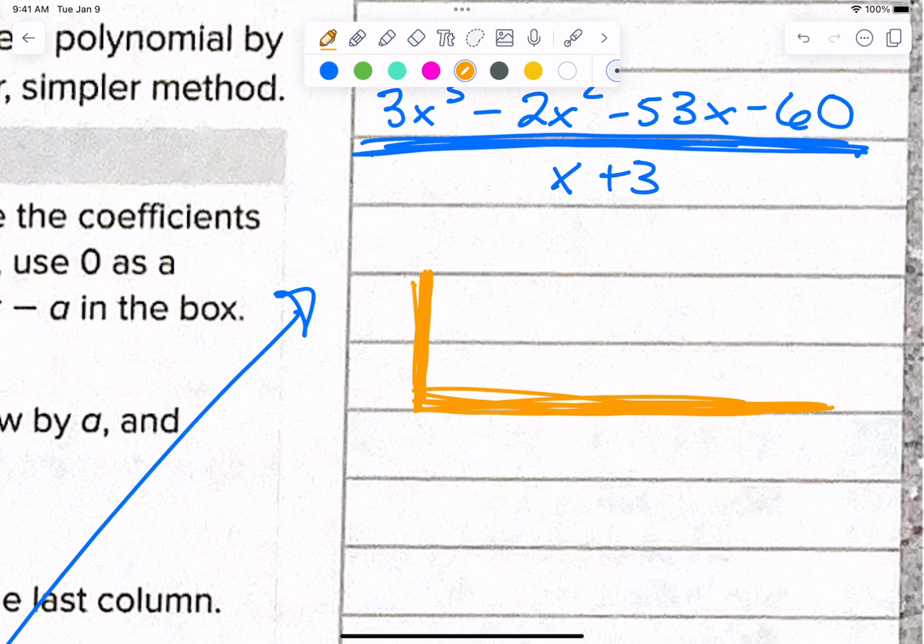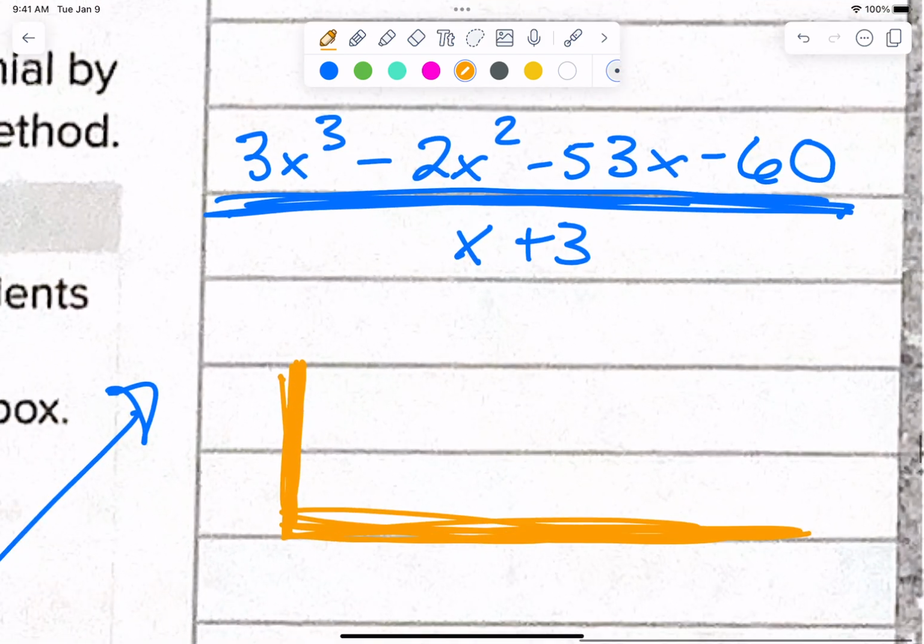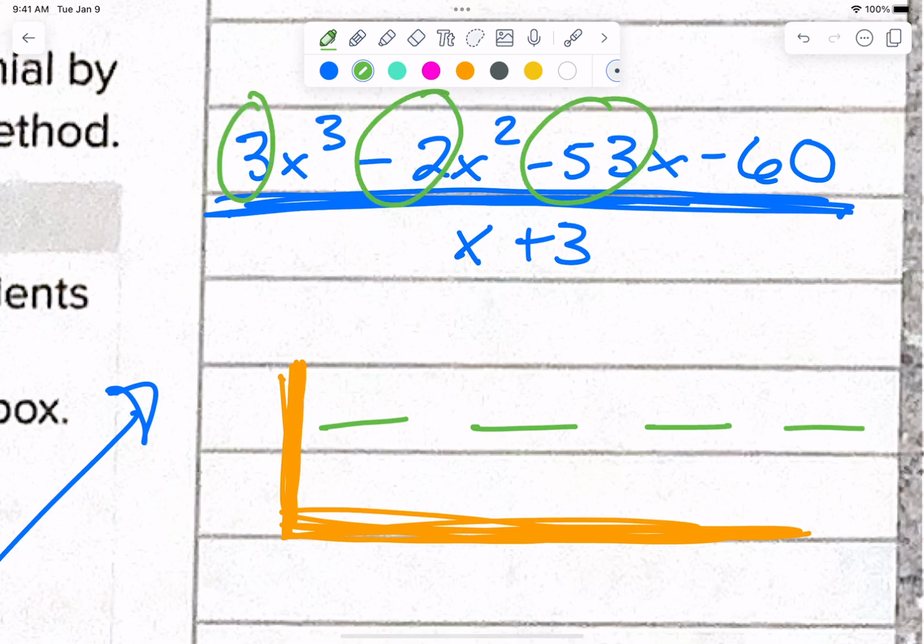Okay? All right, now, the first thing that I do is for the inside of my box on the top row, I have 4 numbers. 1, 2, 3, 4, and those numbers come from this one, this one, this one, this one. Do you see that? The first number is 3. The second number is?